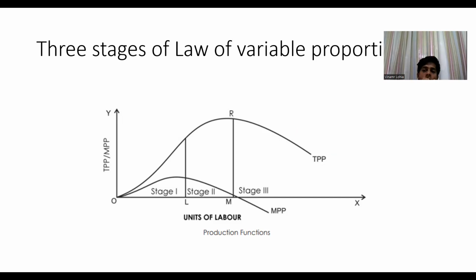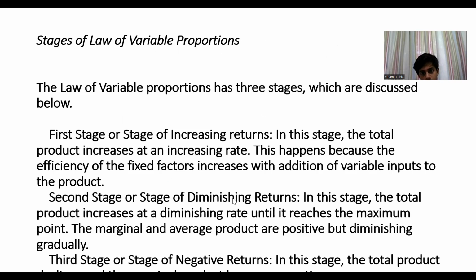So are we clear on these 3 stages of the law of variable proportion? Yes. So we can depict this graphically, and on the x-axis they have plotted the units of labor. And on the y-axis there's the total product of production and the marginal product of production. Graphically they have depicted both the marginal product curve and the total product curve with the 3 stages.